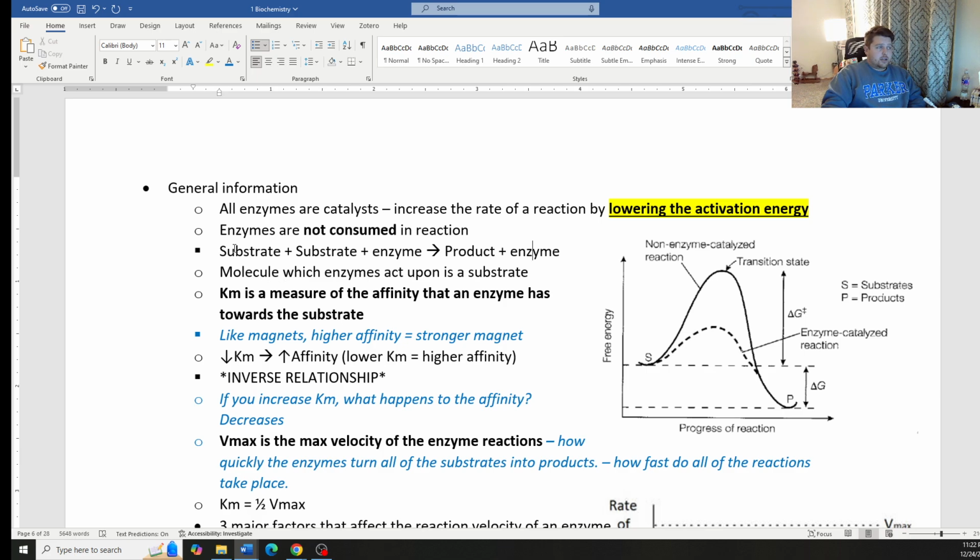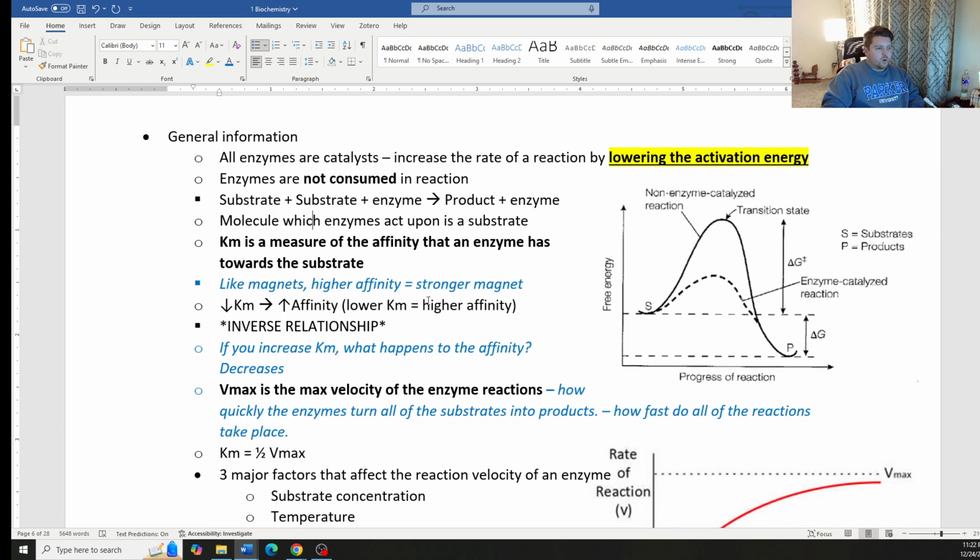The substrate, we call that word, that is the molecule that the enzymes are acting on, and the product is what is produced. We dive into this world of what is Km and Vmax and all of this good kind of stuff.